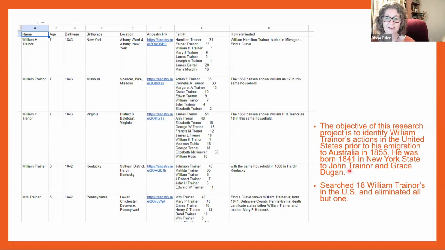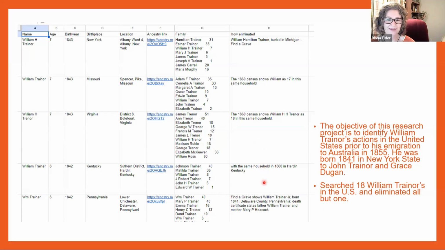I figured, okay, he should be in the 1850 census somewhere by name. And it turned out there were 18 in the United States. And I went through and I eliminated everybody but one based on census records. I also did some Find a Grave. I knew William was already in Australia by 1860. So anybody that looked like they were the same people in 1860, then I would eliminate them.